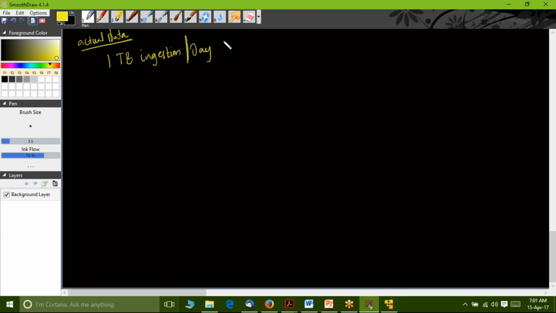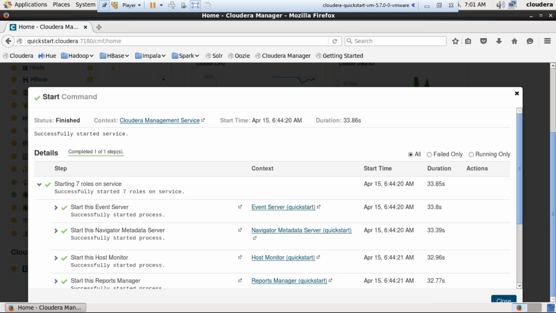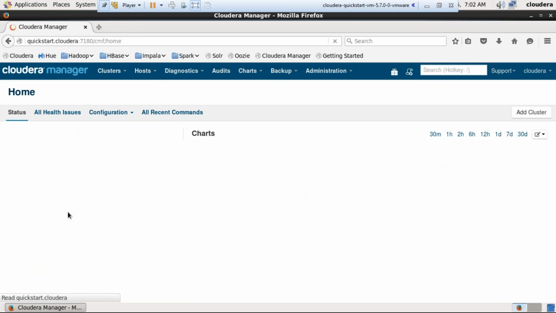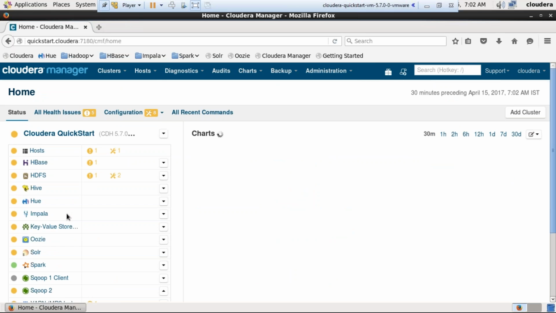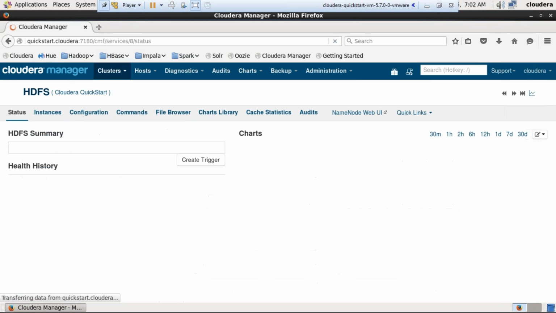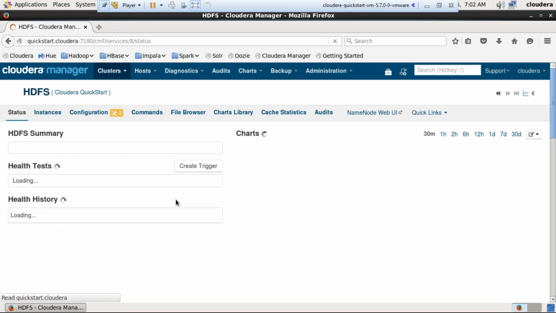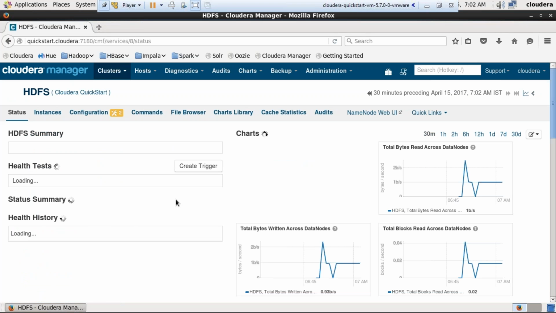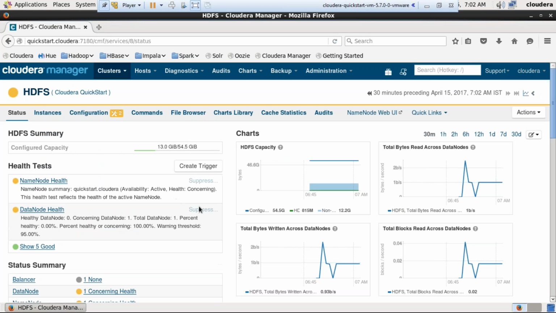You know very well, your Hadoop cluster has got a replication factor to make your data highly available. For data high availability, we have replication factor.